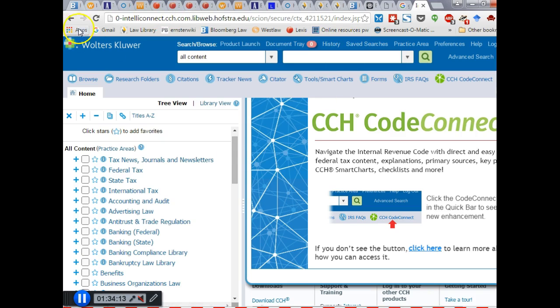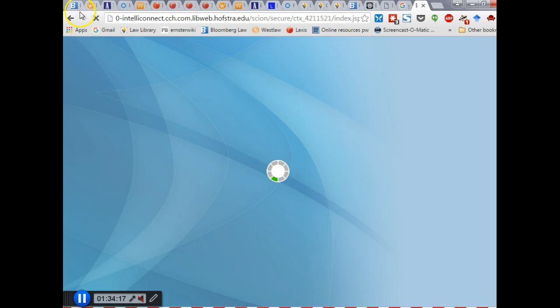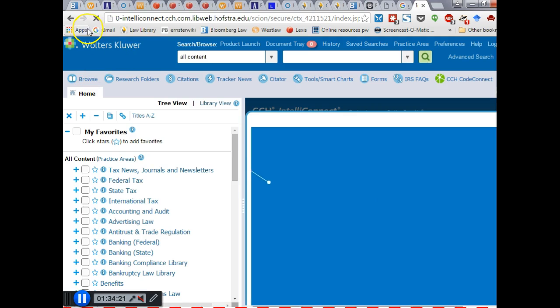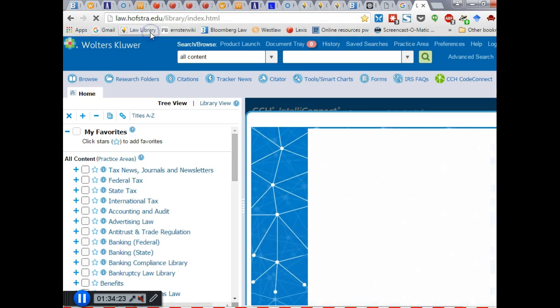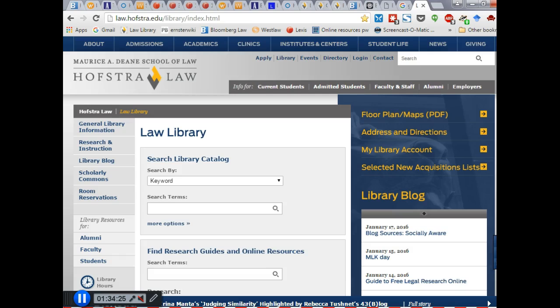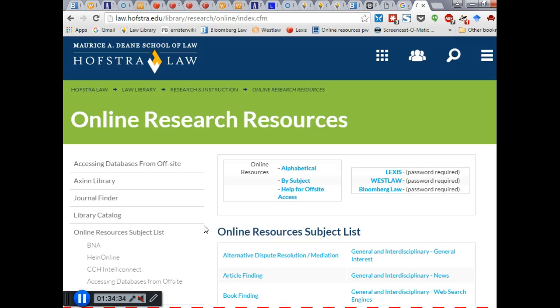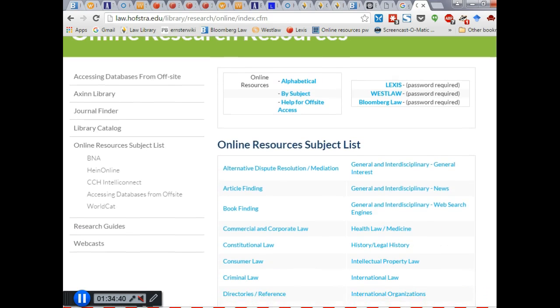Another database. That's not what I wanted to do. All right, let's go back to the Law Library homepage. Another database I would send you to for treatises is called RIA. RIA is tax-specific, with a lot of resources because it's a pretty involved subject.